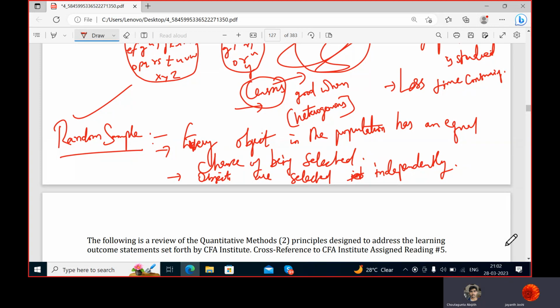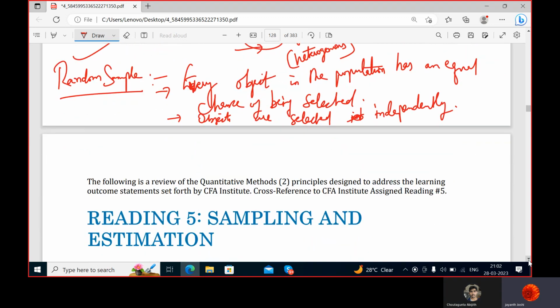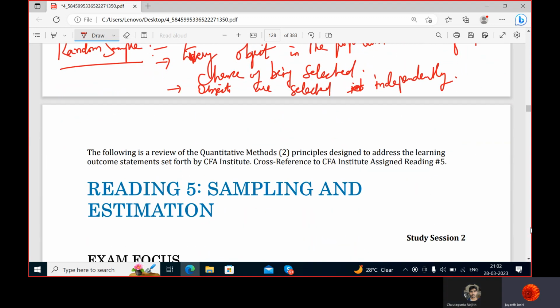Now, in statistics, there are two types of statistics actually. One is descriptive statistics, one is inferential statistics. We'll discuss those later. But now let's go into the next topic, types of samples.